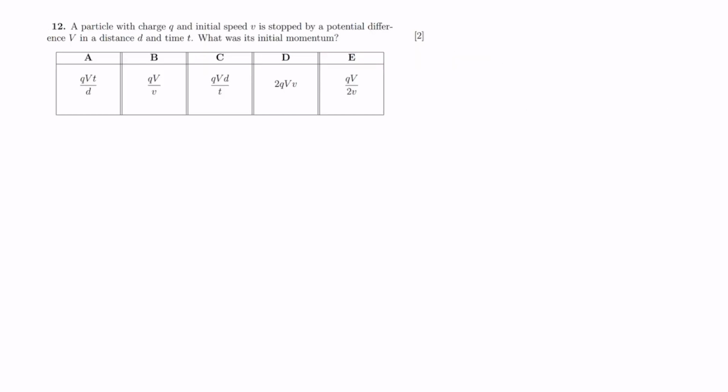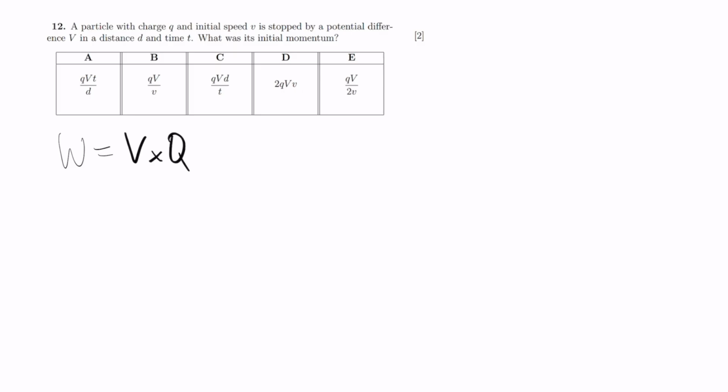Okay, let's move on to some electricity questions. We've got a particle with a charge q and an initial speed v, stopped by a potential difference V in a time t. What is its initial momentum? These problems are typically done by using the definition of work done. So we can say that work done is equal to the voltage multiplied by the charge.